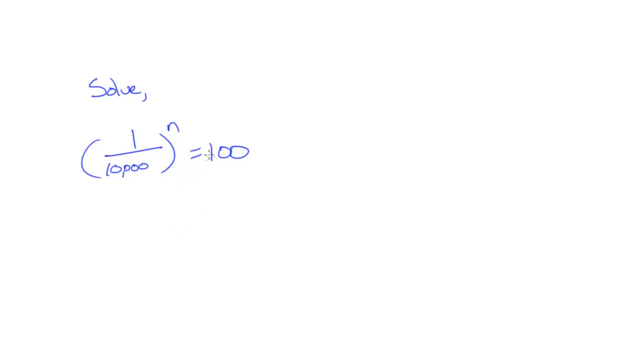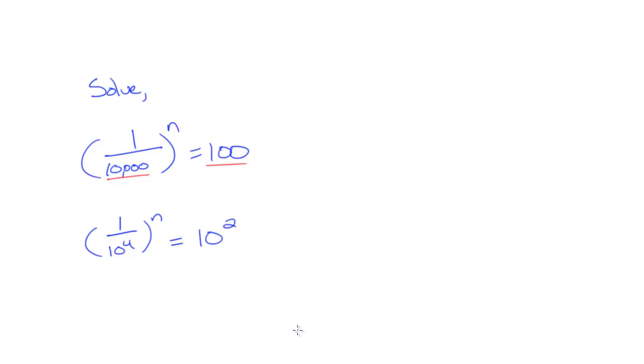To do that, I'm going to attack these two values right here, 100 and 10,000. I'm going to rewrite this with those written as powers of 10. And we'll see why in 1 second. So 10,000 is 10 to the 4th power, and I've got to still raise to the n. And then 100 is 10 squared.